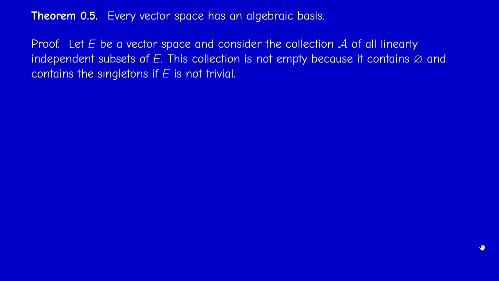Now, this collection is not empty because the empty set is in the collection, right? Because the empty set is linearly independent. And non-zero singletons are also linearly independent. If you take just one non-zero element, it's linearly independent.